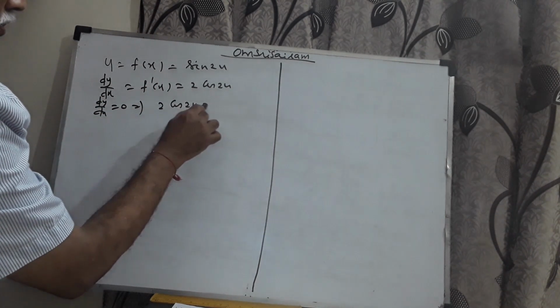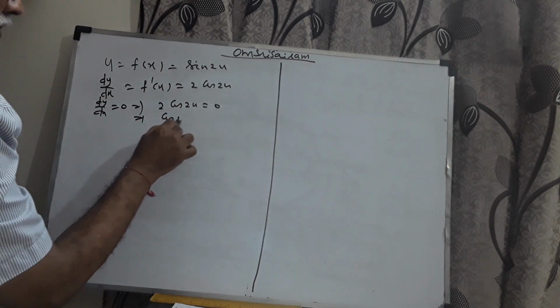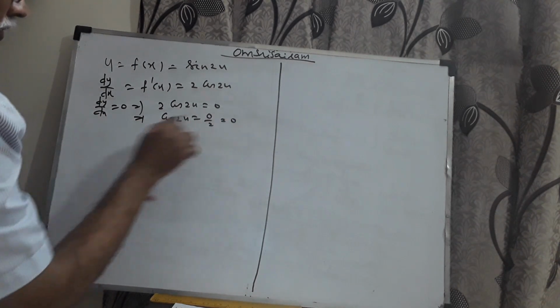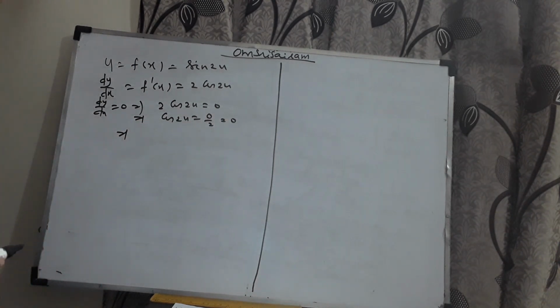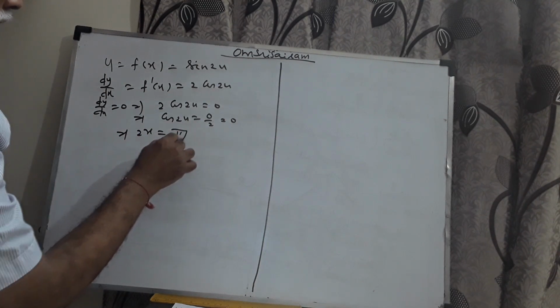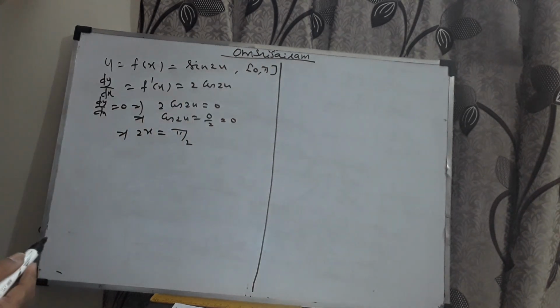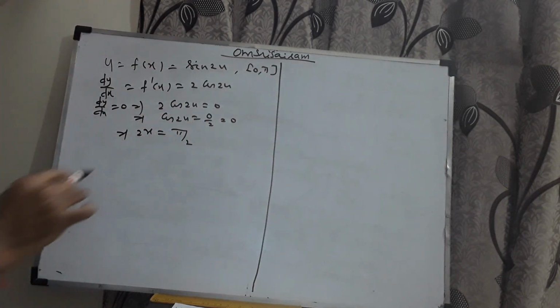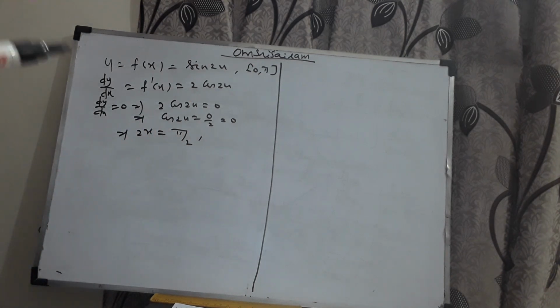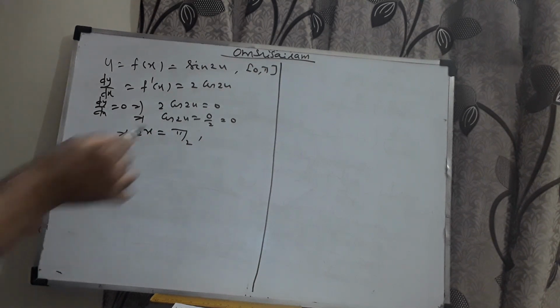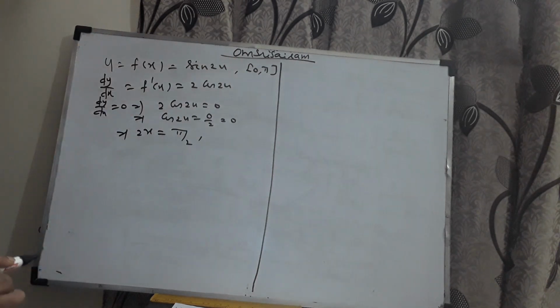Now I'll find the zeros of dy by dx equal to 0, which implies cos 2x equals 0. But cosine becomes 0 at odd multiples of pi by 2. Therefore, I won't take negative values here, because the interval given is 0, pi and only positive values are considered. Actually, cosine becomes 0 at pi by 2, 3 pi by 2, 5 pi by 2, minus pi by 2, minus 3 pi by 2, and so on. I won't take minus pi by 2.